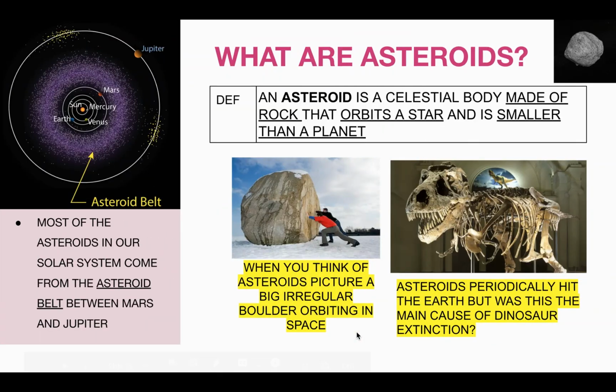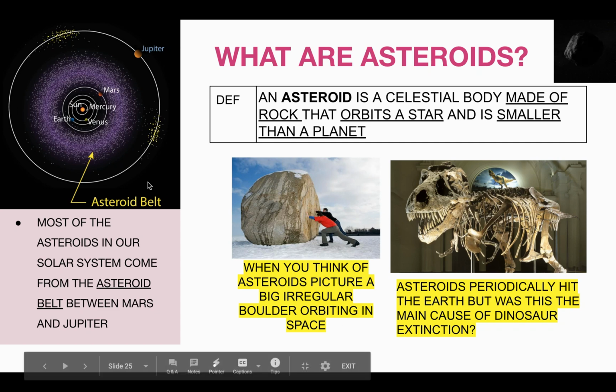Right, so moving on, what are asteroids? So the one area of the solar system I do want you to remember is what we call the asteroid belt. Okay, and that is a section of our solar system located between Mars and Jupiter. You can see that here actually on the diagram. This is the asteroid belt.